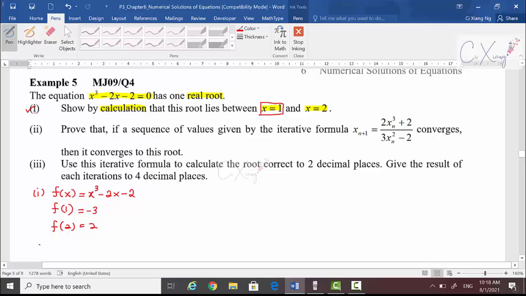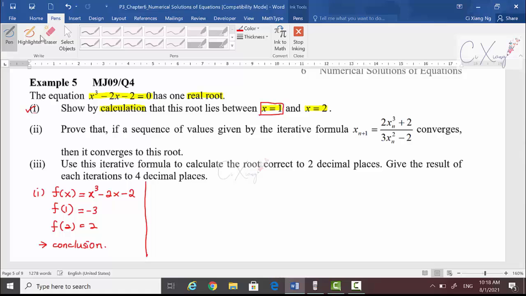So for this part, you need to do the conclusion by yourself. I already showed you the conclusion in the previous video, so please have a look at the previous video, and make sure that you write out the conclusion. All right, so here we've done the first part.